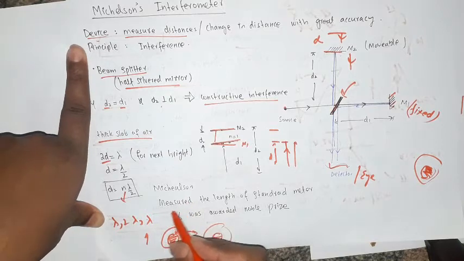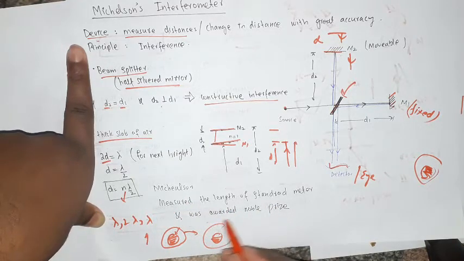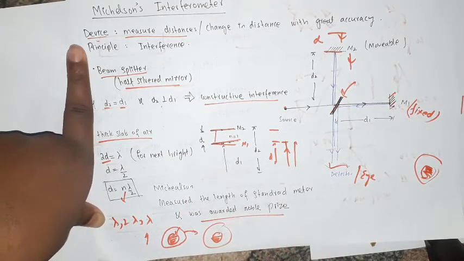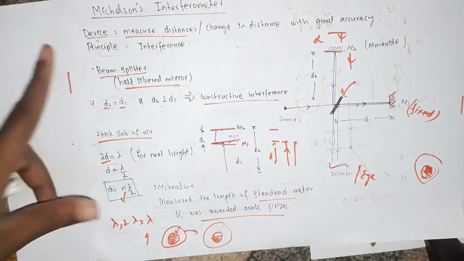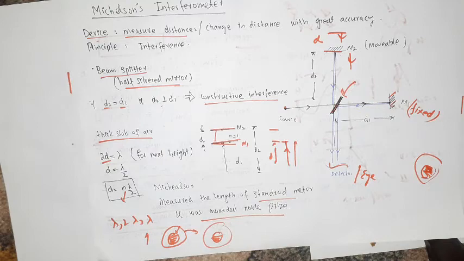Michelson measured the length of the standard meter and was awarded the Nobel Prize. This was an awesome experiment, because using this experiment he redefined the standard meter, and he also got the Nobel Prize for this experiment.